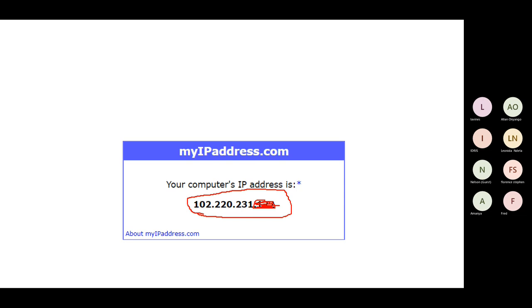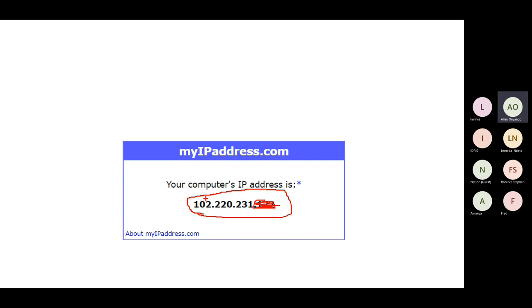And this IP, you can see it doesn't start with 192, neither does it start with 172 or 10 dot something. It starts with 102.220 dot something. Okay. So someone can ask me now, what's happening? How come I have a private and a public IP? Now, there exists another protocol called NAT, Network Address Translation.